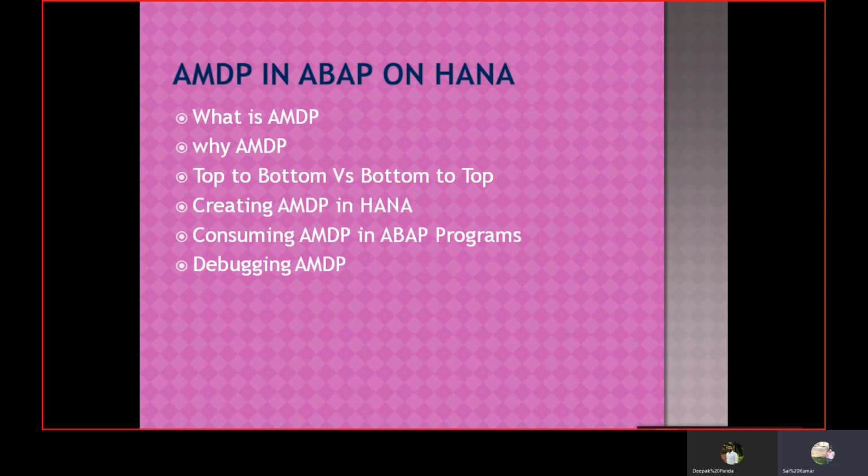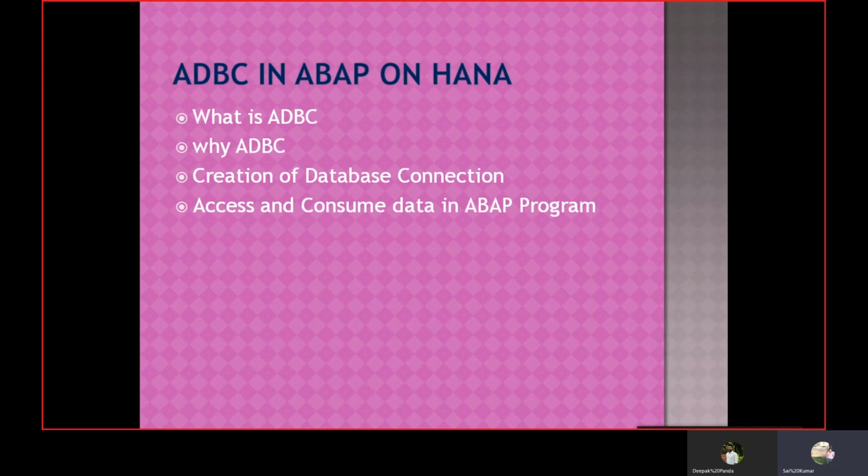Next we are going to show you creating the AMDP in ABAP on HANA. Next, how to consume that particular AMDP in our ABAP programming. Next we are going to show you one of the most important concepts as a developer, debugging the AMDP. Next, ADBC in ABAP on HANA. What is ADBC? ABAP database connectivity. Why do we use ADBC? How to create the database connectivities. Next, how to access and consume the data in the ABAP program. This is one of the most important concepts. Why? Because after migration, the entire system will come to our HANA database.